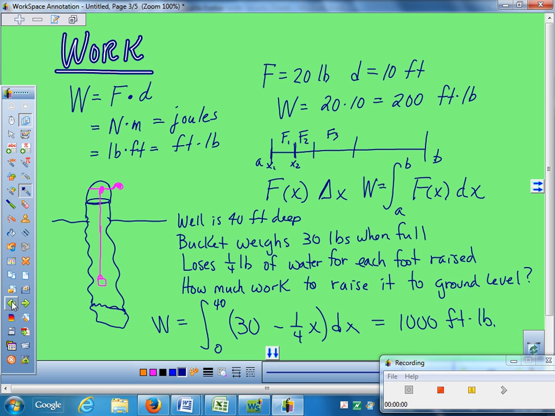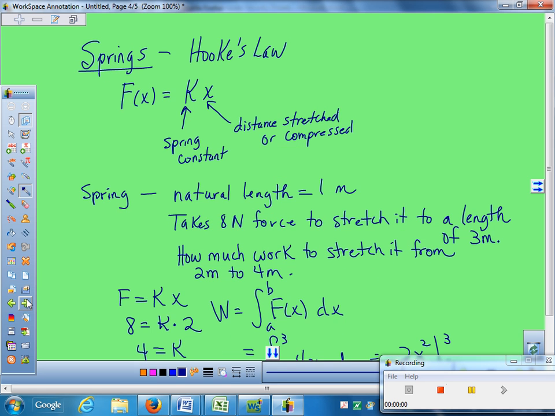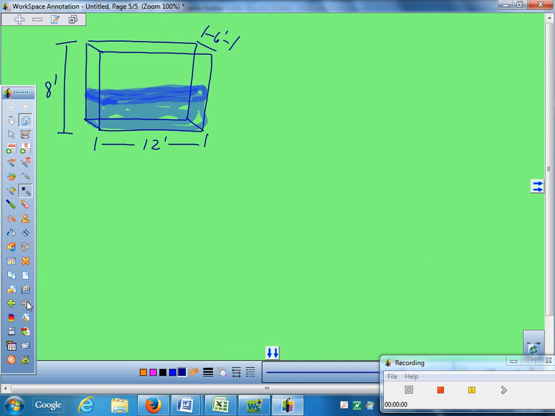They told you the bucket was, they told you the water, you were losing 1/4 of a pound. They told you it was 30 pounds of water. You got to know the weight of water. There is a known fact, and unless told otherwise, assuming you're using fresh water. The weight, it's called the weight density of water. Have you ever done that before somewhere in science land?